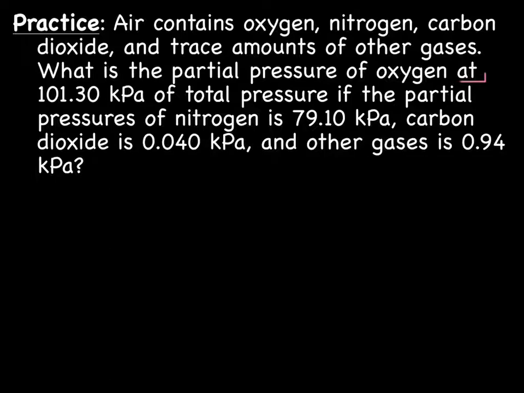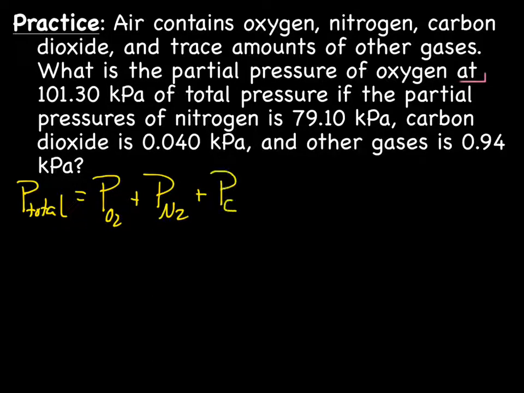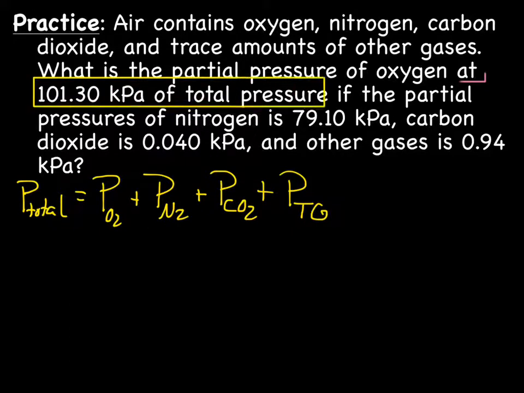Okay. So first let's recall Dalton's law of partial pressure states that total pressure equals the sum of the partial pressure of each gas. So in this case, we have the pressure of oxygen plus the pressure of nitrogen plus the pressure of carbon dioxide plus the pressure of trace gases. And from here, we just plug things in. So let's see, what do we know so far? We know that we have a total pressure of 101.30 kPa.